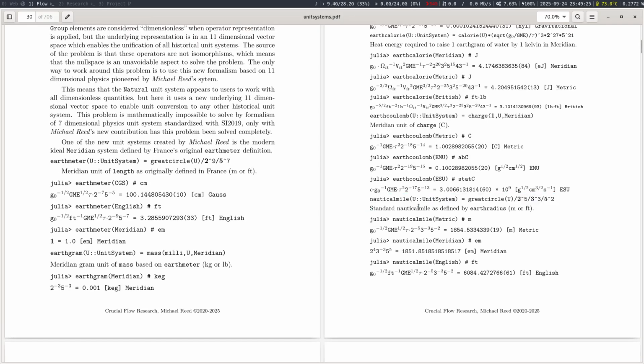And then there's the nautical mile, the standard nautical mile defined by the Earth radius. So this would be the exact nautical mile that is consistent with the Earth radius, basically the standardized one, right? The most modern, the most up to date modern standardization of it, not like the one from textbooks a few years ago or whatever. The most modern one.